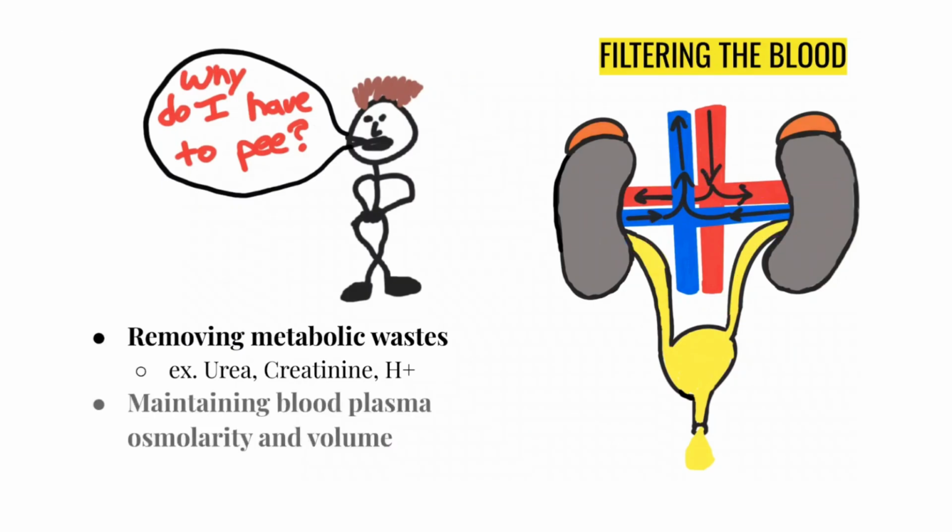Another reason we have to pee is because we need to maintain the proper blood plasma osmolarity and volume. So what that means is we need to keep the concentration of everything in the blood at the proper level. We'll discuss this more later in this video and in future videos, but it is important that we keep the concentration of things at the proper levels in our blood, especially things like sodium, which is very important for reasons we'll discuss in the future.